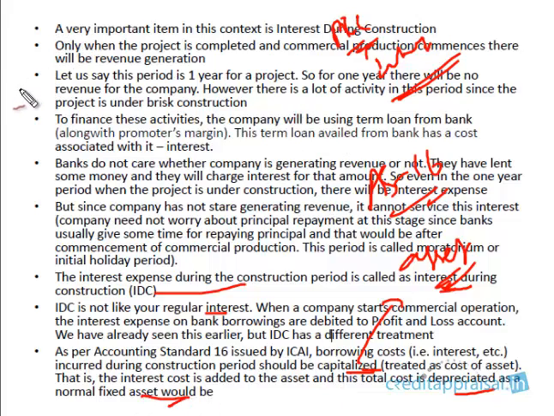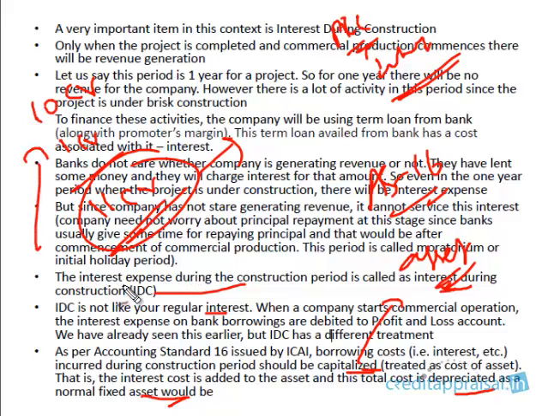Say for example, a machinery is costing, the total block of machinery is costing 10 crores. Maybe the IDC component is some 1 crore. So now we take this 11 crores as the entire cost of the machine and then we depreciate it. So what we do, we capitalize this interest expense and add to the fixed asset component. And then we depreciate this as we would depreciate any other normal fixed asset. That is known as capitalization.